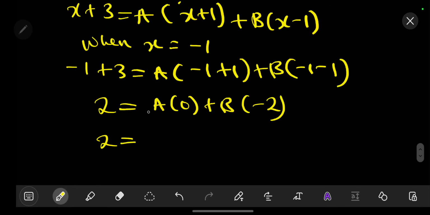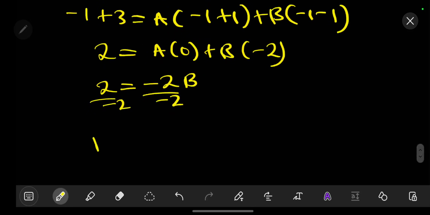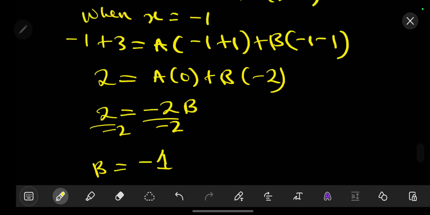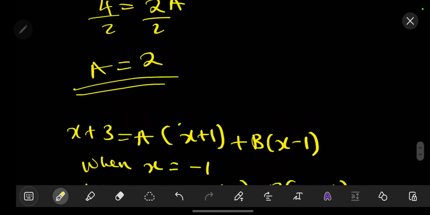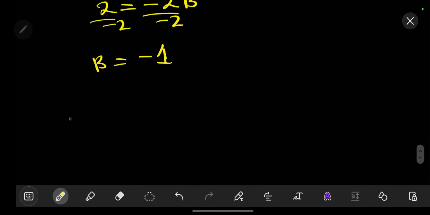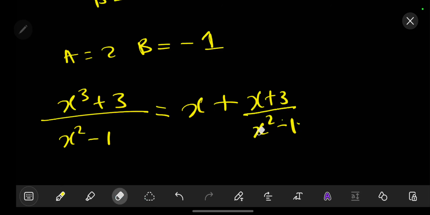So we have 2 should be equal to -2b. We divide by -2, we divide by -2. Our b should be equal to -1, like that. So we have our b is equal to -1, our a is equal to +2. Now we can just write everything. So we have our a is equal to 2, our b is equal to -1. So this is what we had. Then here you can just put the x minus 1 and stay.